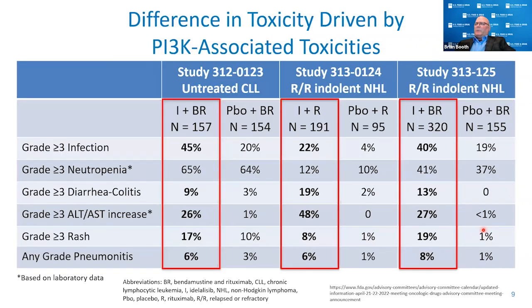Now, when we look at this a little bit further, you can see that the adverse events for idelalisib were much greater than the comparator arm for things like grade 3 infection, diarrhea, colitis, AST, ALT, and pneumonitis. So they appear to be getting more infections using this drug.